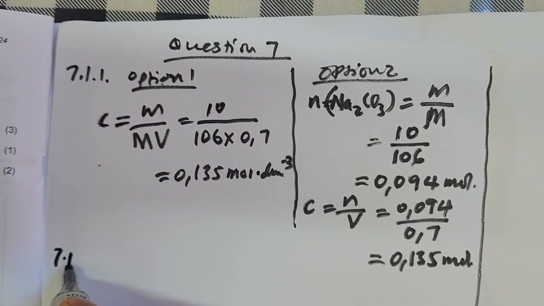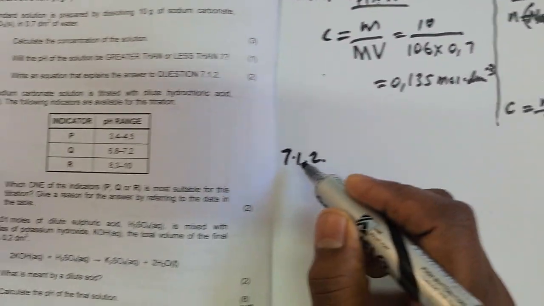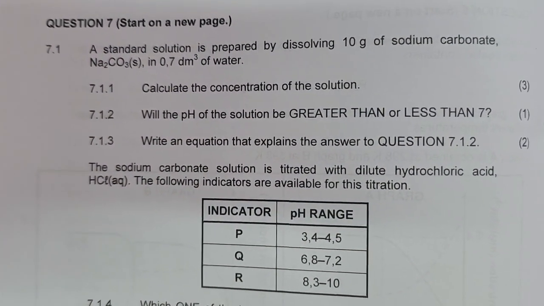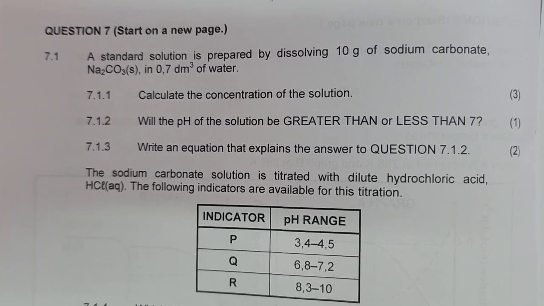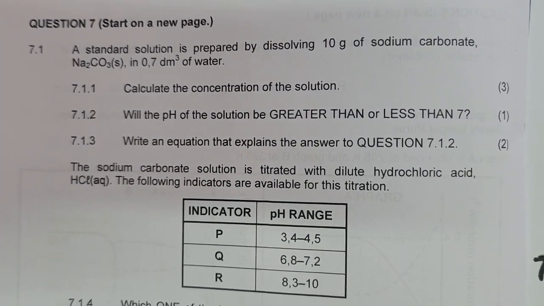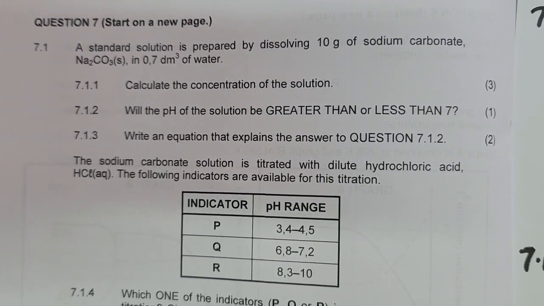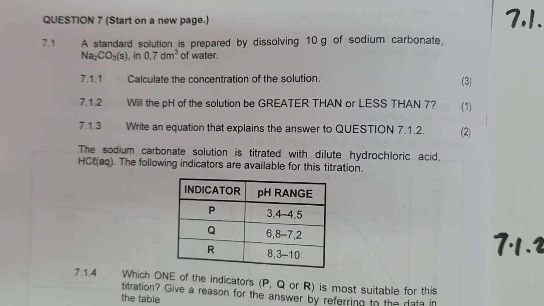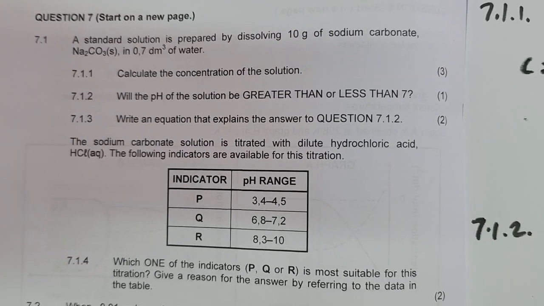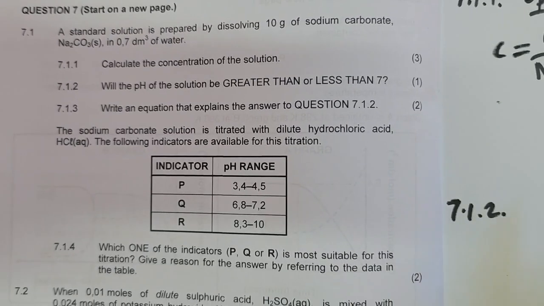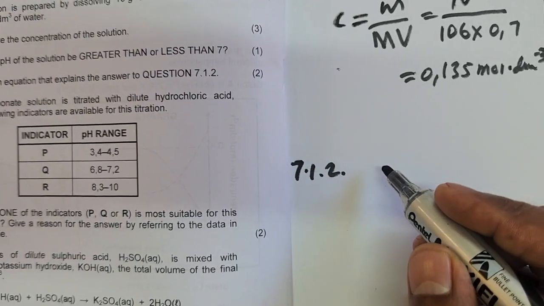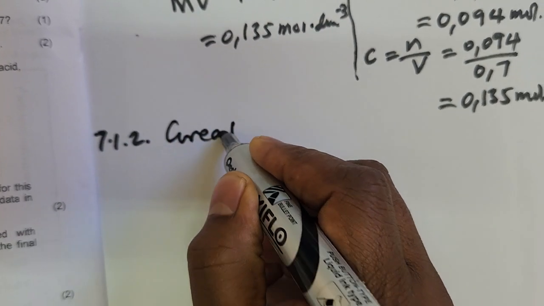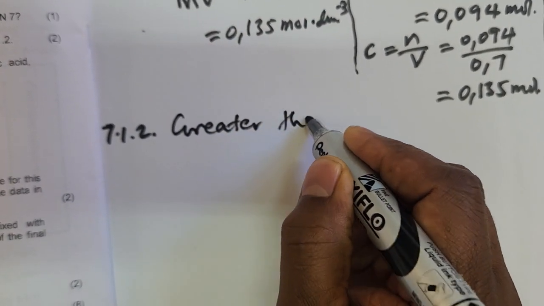Now 7.1.2, let's check. They ask, will the pH of the solution be greater than or less than 7? Since sodium carbonate is a base, the pH of the solution must be greater than 7. Then your answer would be greater than 7.